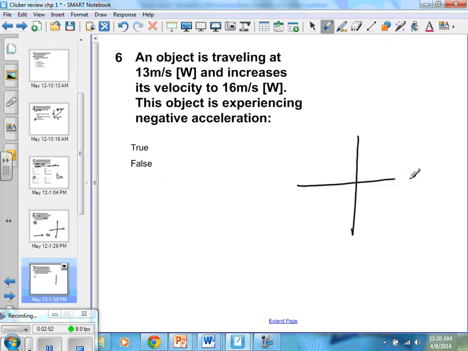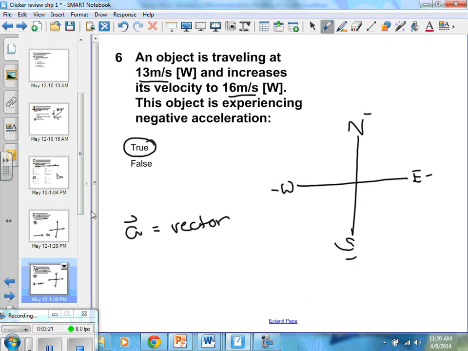Number 6. Same thing, except now we're traveling in a negative direction. So south and west are negative, north and east are positive. So even though this object speeds up, they're traveling in the negative direction. So this vector would be negative. Acceleration is a vector, so that means it can be positive or negative. If an object was falling, that would be another example. Down is negative direction, so the acceleration would be negative. So direction matters because it is a vector.